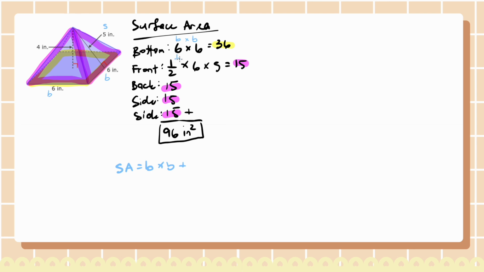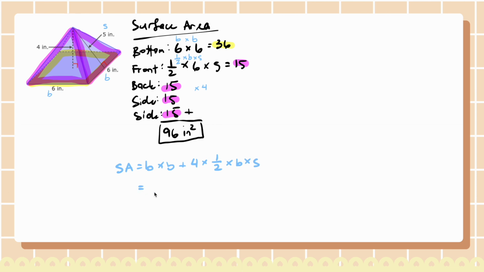So what we've done is we've taken 1/2 times the base and then times the slant height. And we've done that 4 times. To put this into our formula here, essentially what we've done is we've taken 4 times each of the areas of the triangle. So that's going to be 1/2 times the base times the slant.